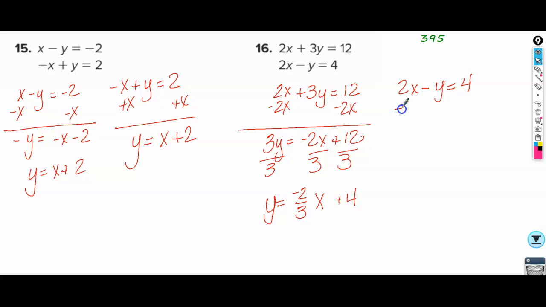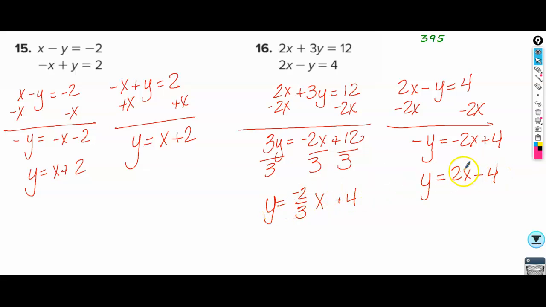plus 4. Okay, this one we're going to subtract 2x from both sides. Don't worry, kiddos, I am to the end. I believe this is the last problem. Negative y equals negative 2x plus 4. All right, multiply everything by -1, and we get y equals 2x minus 4.